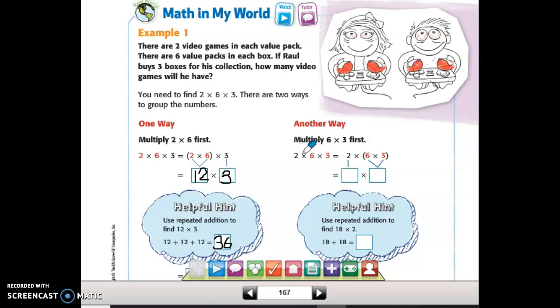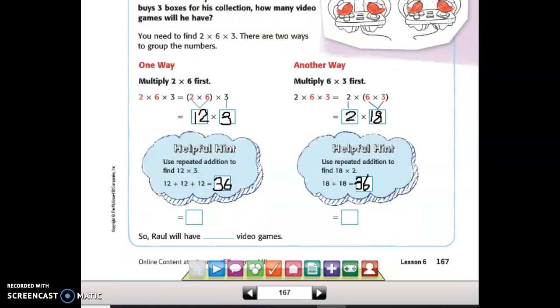The other way is to multiply 6 times 3 first. So 6 times 3 is 18. And we're just going to bring down the 2. 18 times 2. 18 plus 18 is, surprise, surprise, 36, the same number. So Raul will have 36 video games.